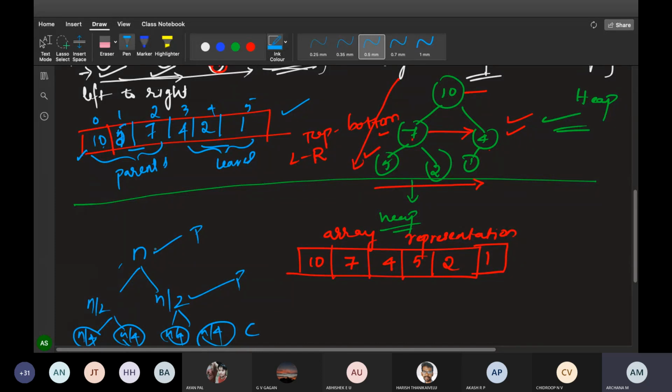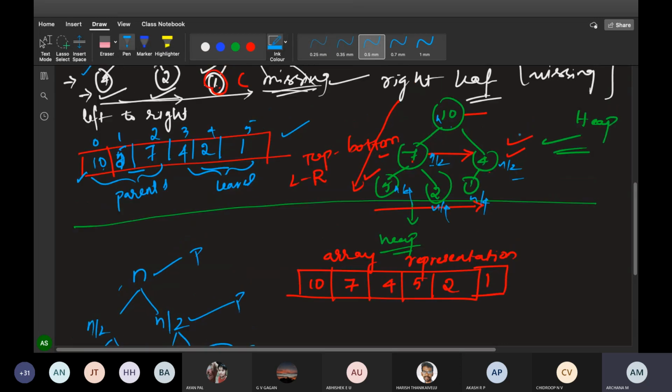This is how we divide when we take a tree. This is n, this is n by 2, this is n by 2, this is n by 4, this is n by 4, n by 4. So when you have this tree, the n by 2 representations will be the parents, and the remaining representations will be the children. This is the rule, that's all.